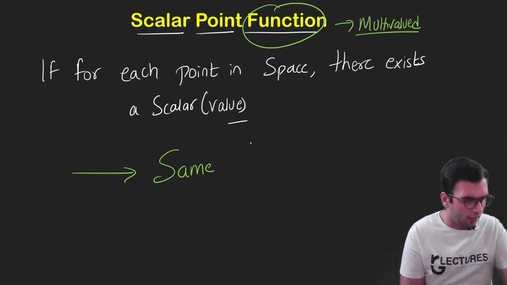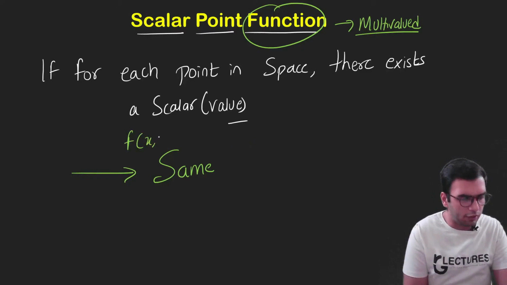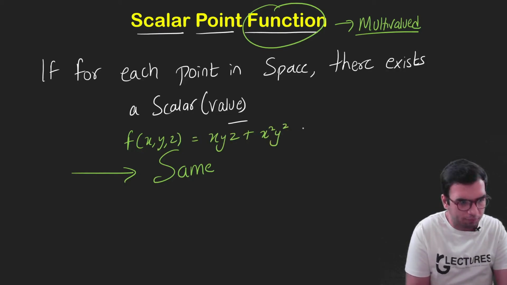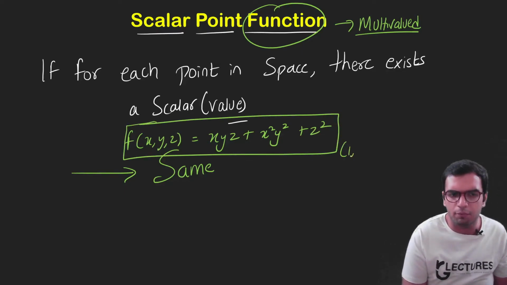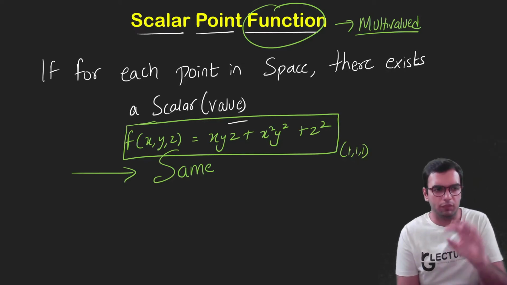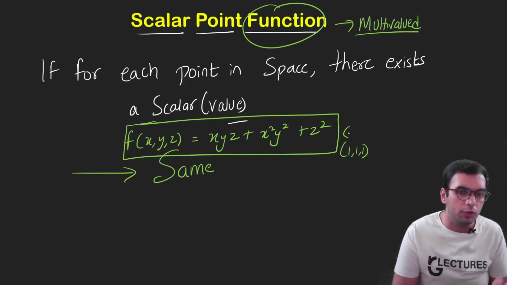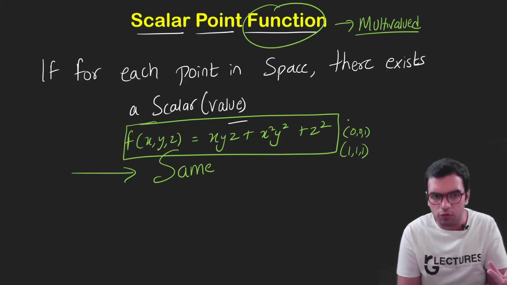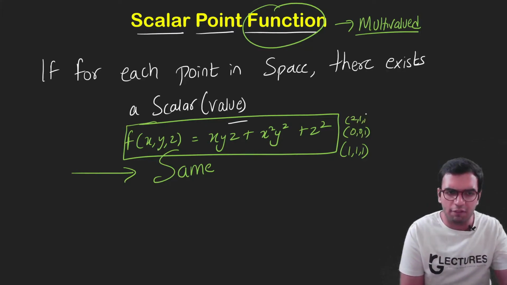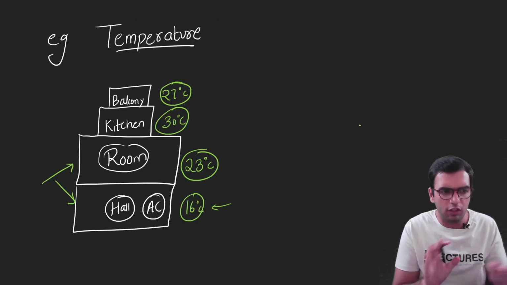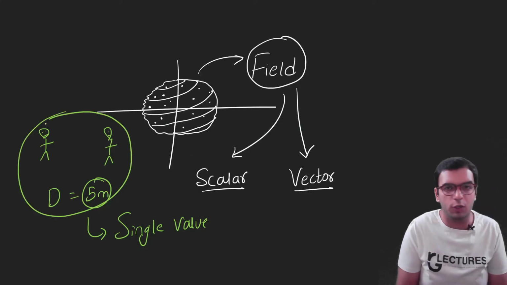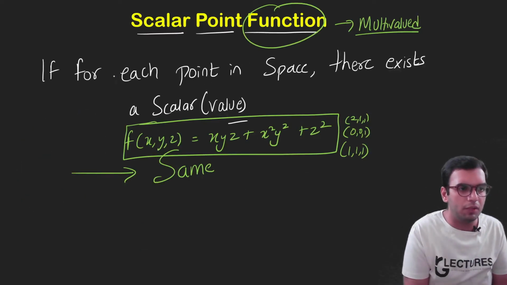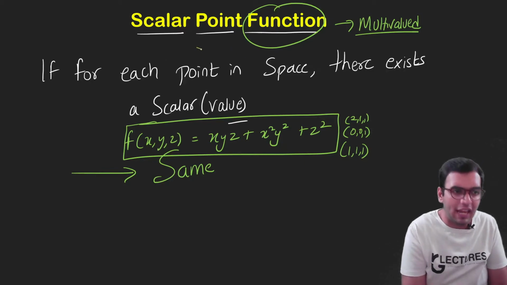What is a function? For example, this is my function f of x, y, z equals xyz plus x square y square plus z square. Now if I substitute any value, for example all three as 1, I will get a new value. If I substitute 0, 0, 1, I will get a new value. If I substitute 2, 1, 1, I will get a new value. So a scalar point function does not mean that it will be constant, giving a single magnitude as we used to get in 11th or 12th. No. A scalar point function means that it will have some value for each and every point.